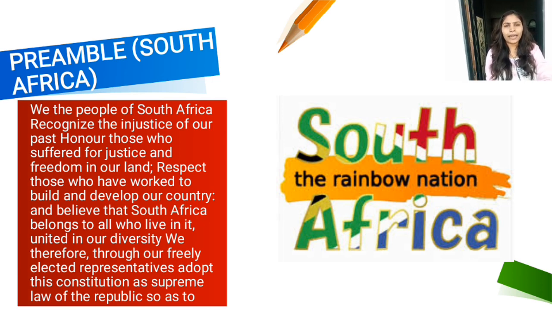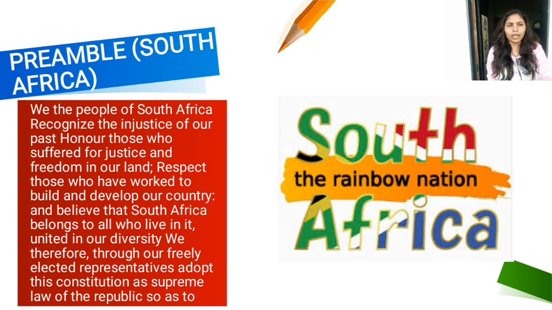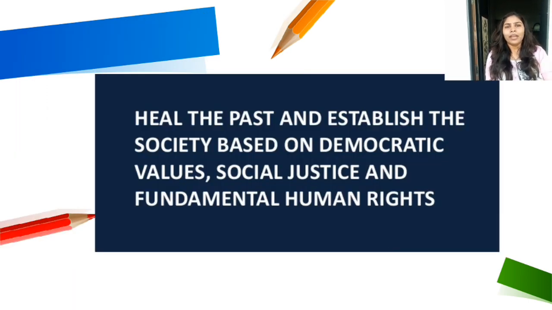This is the preamble of South Africa, and in the same way in our constitution we have the preamble, "We the people." That we will be discussing in this chapter later. Now, to heal the past and establish a society based on democratic values, social justice, and fundamental human rights, that is what was adopted by South Africa.